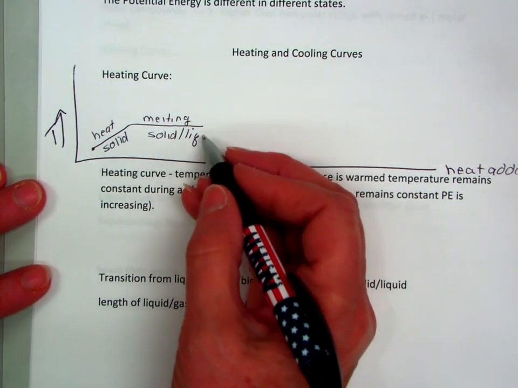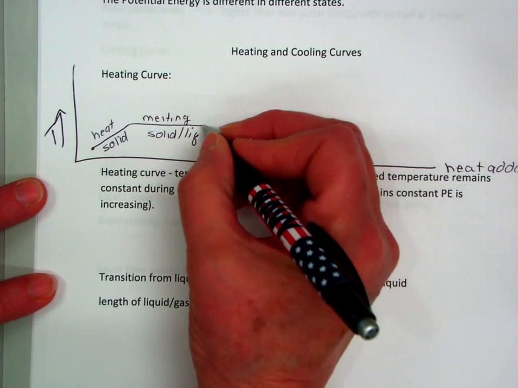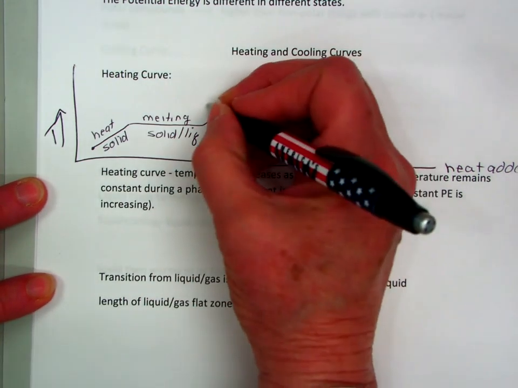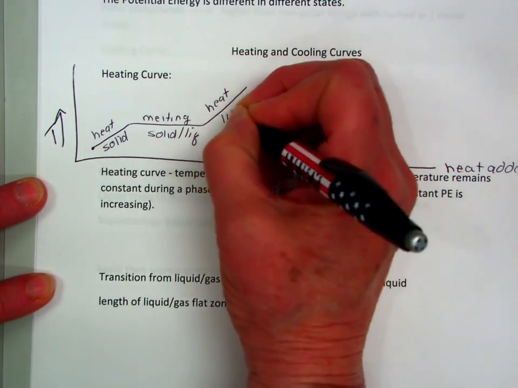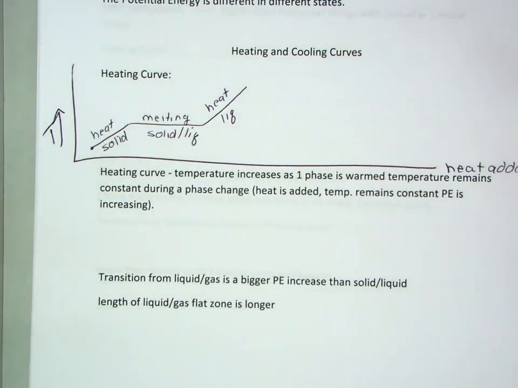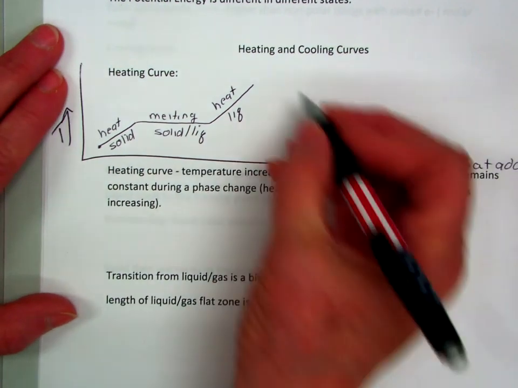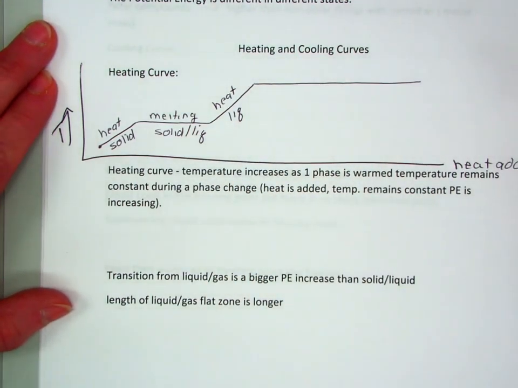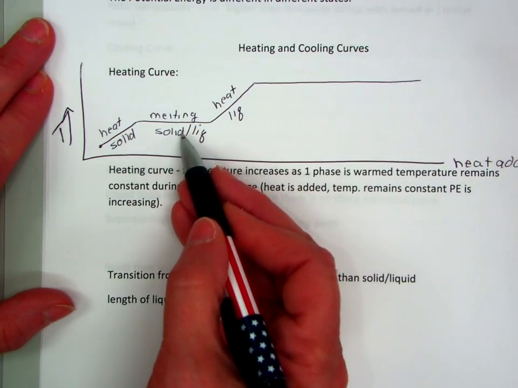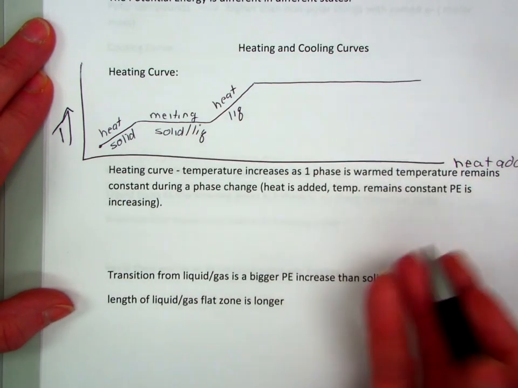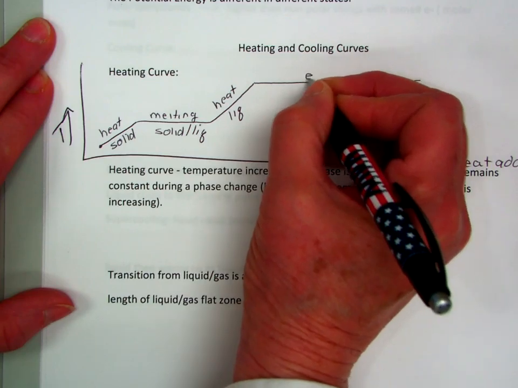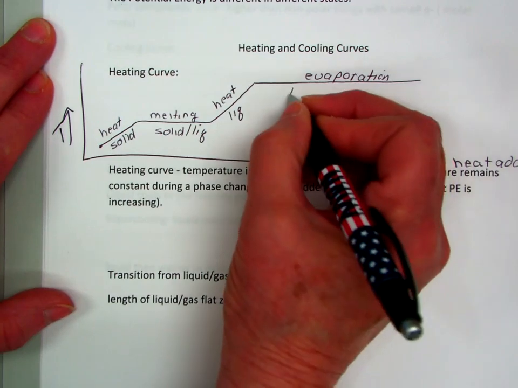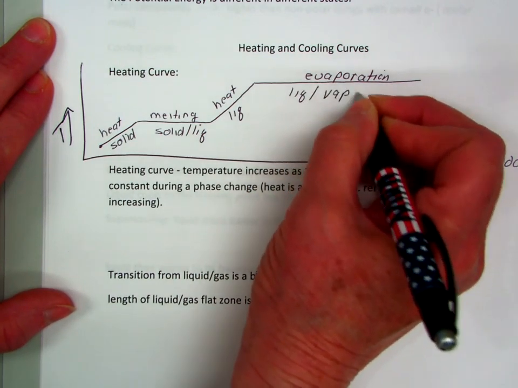Then we get to the point where all of my solid is melted, and the temperature starts to go up again. I'm adding heat and the temperature goes up. So now I am heating my liquid. After I heat the liquid for a while, I get another spot where I'm still adding heat, but all of a sudden this flattens out. Now you'll notice that this flat area is much longer than the first flat area. Make sure you draw it that way. This is where I am having evaporation. I am making the transition from the liquid to the vapor, so I have liquid and vapor in this area.